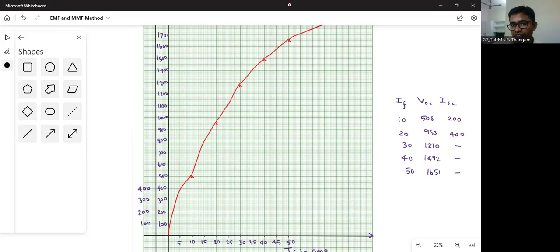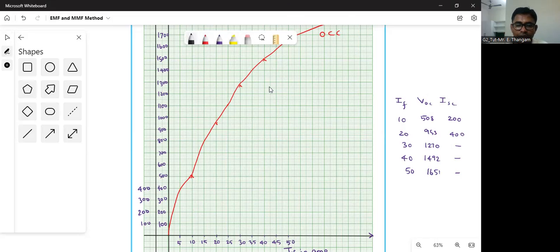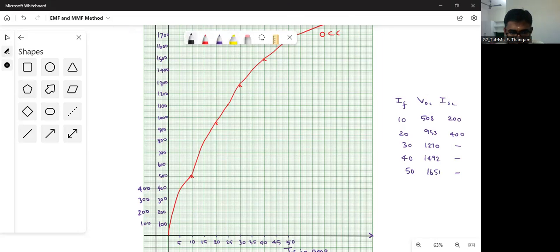So this is your open circuit characteristics, OCC. Then short circuit characteristics. Similarly, short circuit characteristics for 10 amps, 200 amps. For 10 amps, this is the point 200. We can change the color. Better we can mark it in black color. For 10 amps, 200 amps.